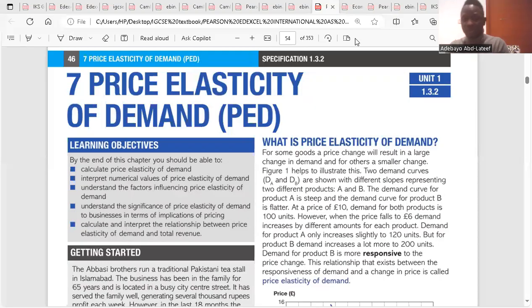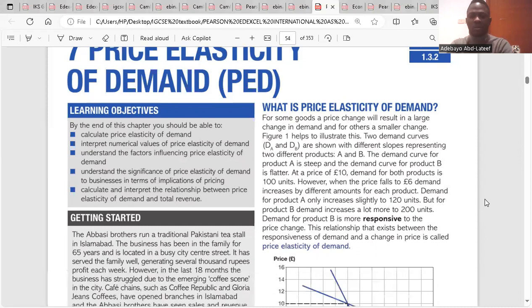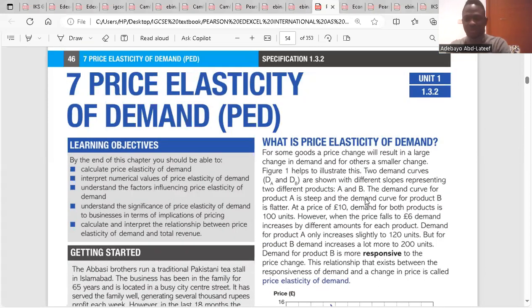Yeah, let's start. So we go to price elasticity of demand, right? What is price elasticity of demand?